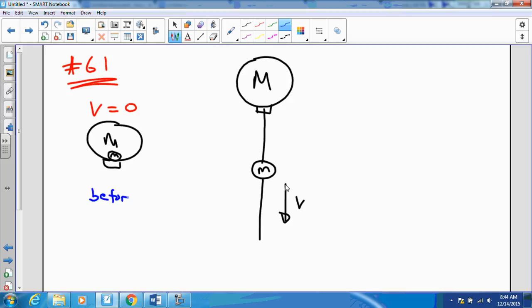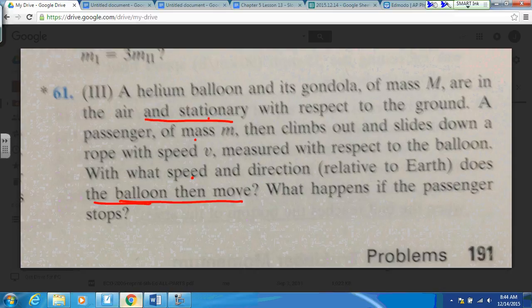In an accelerated reference frame, if the guy was staying still, would the balloon be moving up with the V? Well, that's an interesting question, because that actually happens at the very tail end of the problem, right? The passenger stops. So he stops going down. So now the question is what happens with the balloon?